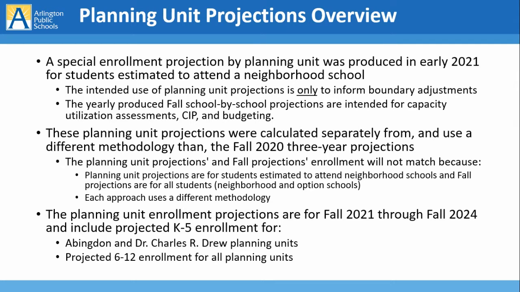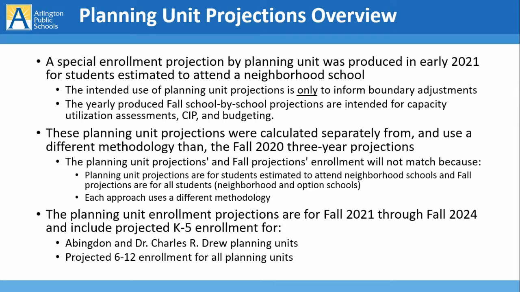These planning unit projections were calculated separately from and use a different methodology than the fall 2020 3-year projections. The reason this is important to note is that the enrollment projections won't necessarily match. Part of this is due to the fact that they are using different methodologies. So even though in some cases some of the same data might be used, it's being treated differently. At the same time, the size of the samples that we use to create those projections are different. For the fall projections, we use whole school attendance zones as the basis for projecting going forward. But at the planning unit level, you're using very small units of analysis, and so you're picking up a different number of students. So again, different methodologies will yield different results.